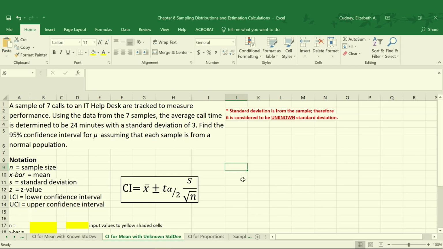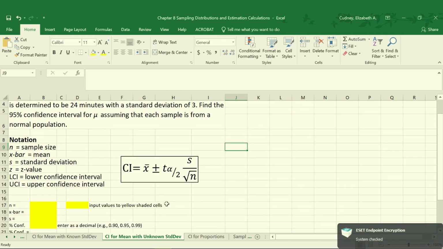So let's take a look at an example of how we would calculate a confidence interval for a mean with unknown standard deviation. Let's suppose we have a sample of 7 calls that come into an IT help desk. They're tracked to measure performance. We're using data from 7 samples, so a very small sample size, and we've determined that the average call time is 24 minutes with a standard deviation of 3 minutes. We can use this information then to calculate the 95% confidence interval for our mean, or mu, assuming that each sample is from a normal population.